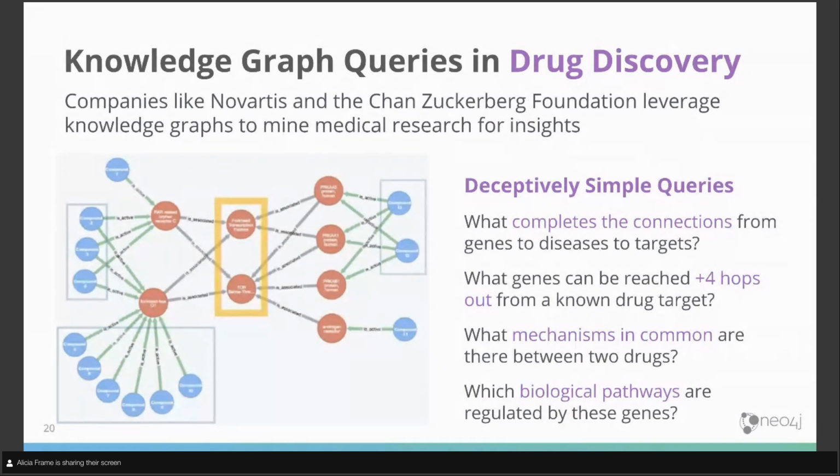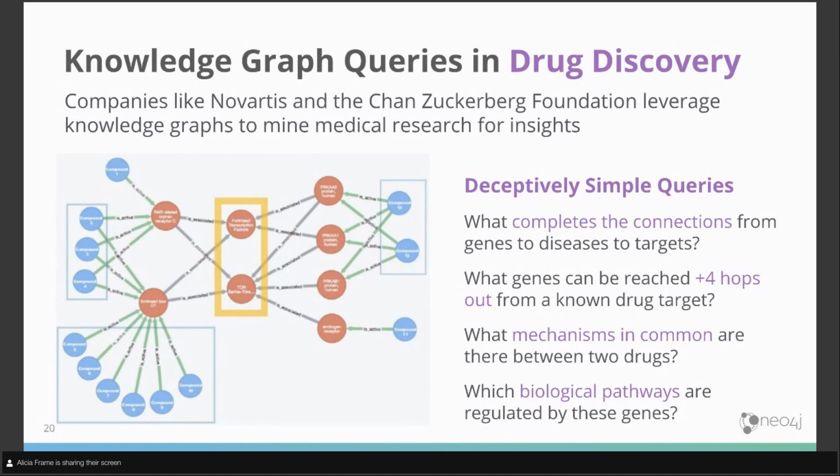When I talk about drug discovery, knowledge graphs are front and center. So we have referenceable cases with Novartis and the Chan Zuckerberg Foundation, where they're using knowledge graphs to mine medical research for insights. So this is taking data from published articles, from big public databases, as well as internal data sets, connecting it up and understanding the relationships between those data points.